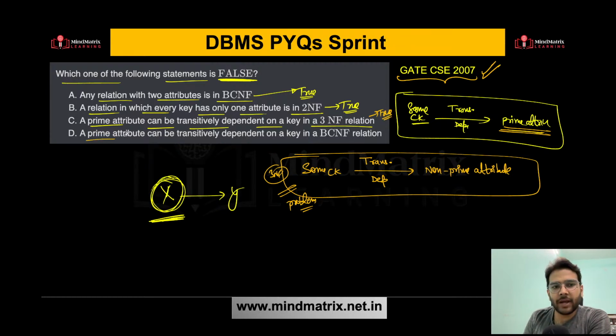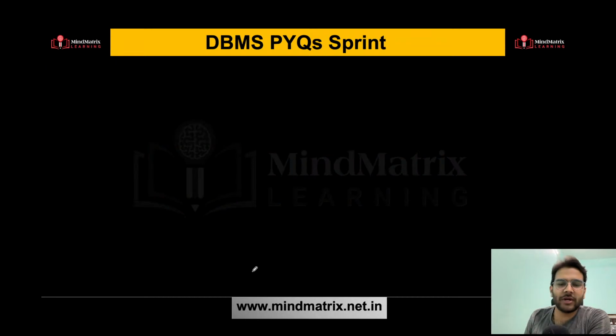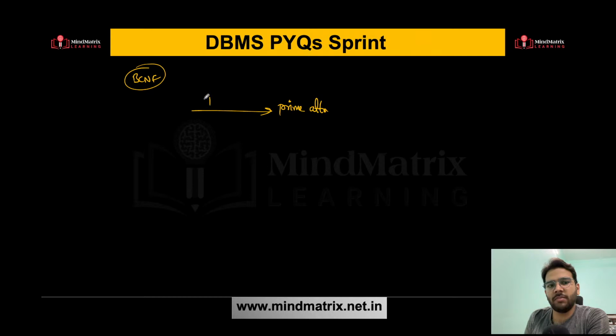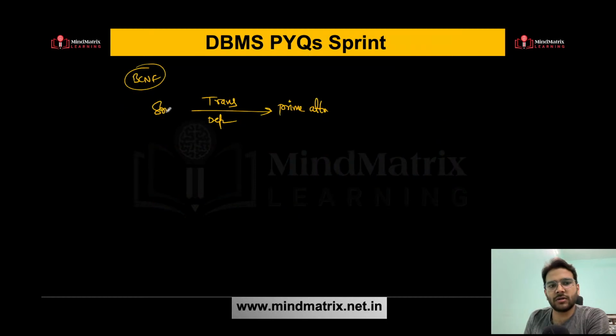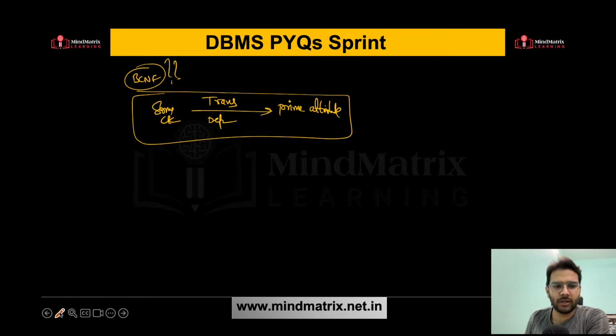What about option D? A prime attribute can be transitively dependent on a key in a BCNF relation. Now this is interesting. Carefully, let's try to understand. Here it is saying in BCNF, a prime attribute can be transitively dependent on a key, on some candidate key. If this is the thing that I have, is this possible in BCNF? What do you think?